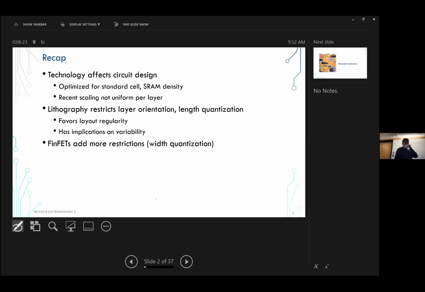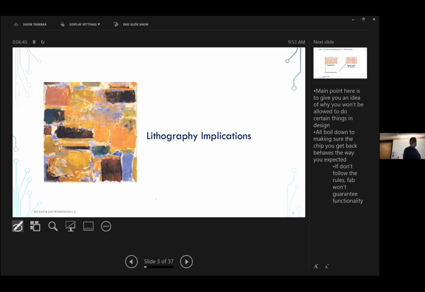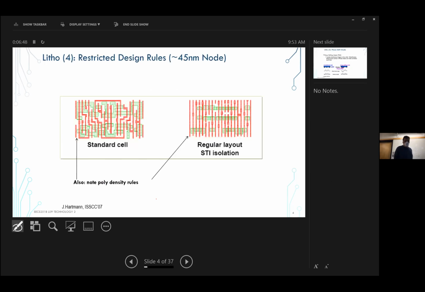There are things that you will explore through harder to model correlation. We'll be hinting at some of those and some of the known mechanisms of systematic variability. And then FinFETs have more restrictions, like quantization of widths. We'll be talking more about FinFET models and design as we go along. Some other lithography implications.